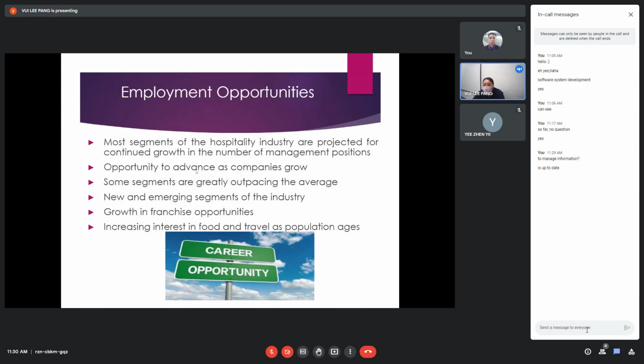So they do have the opportunity to advance as the company grows. Some segments are greatly outpacing the average. And then you can see that there is growth in franchise opportunity, especially in the hotel line. Okay, the companies are increasing, and there is also increasing interest in food and travel as the population ages.